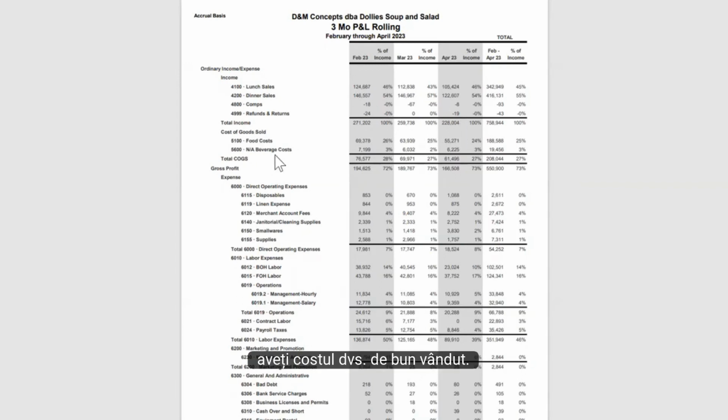You have your cost of goods sold. So in a restaurant, you have food costs, you have beverage costs. Your total cost for February was 76, 69, 61. And your gross profit, remember, revenue minus expense, in this case cost of goods sold, equals your profit: 194 in February, 189 in March, and 166 in April, with your total February through April of 550,900 for gross profit.